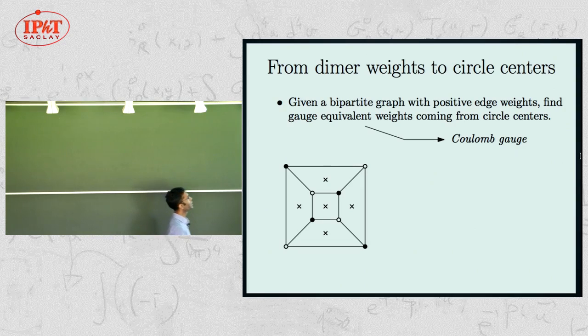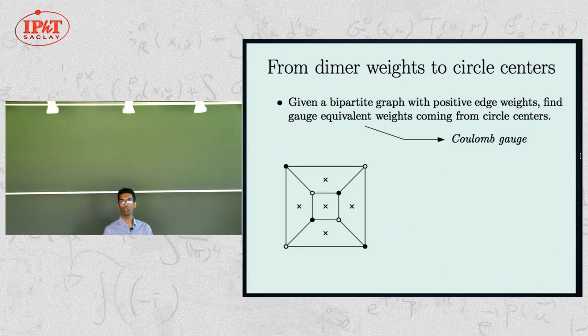And such a choice of gauge is called a Coulomb gauge, because it mirrors the fact that in physics, for the Coulomb gauge, you pick the divergence of the vector potential to be 0. So can we find a Coulomb gauge for arbitrary edge weights? And the answer is yes.